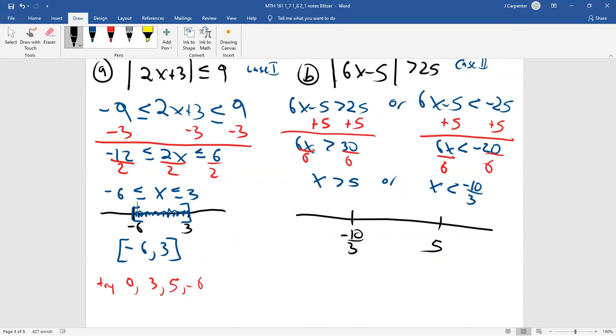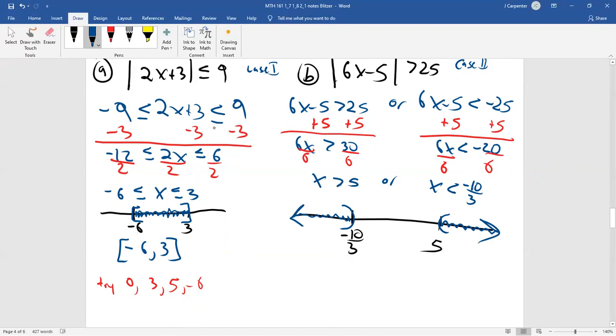X is greater than 5 means you're starting at the 5 and you shade to its right. Nothing stopping it, so forever and ever. That's a greater than, so it should be a parentheses. For the other answer, x is less than negative 10/3, we start at the negative 10/3 and we shade left. Nothing stops it, so go forever and ever, and also a parentheses. See, we've got that separated window of a solution. It's this, then we hop over a section, and then it's this. This idea is going to be seen frequently moving forward.